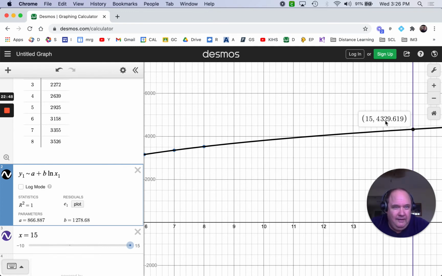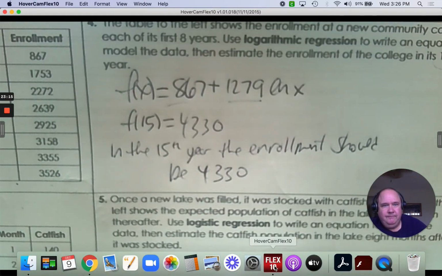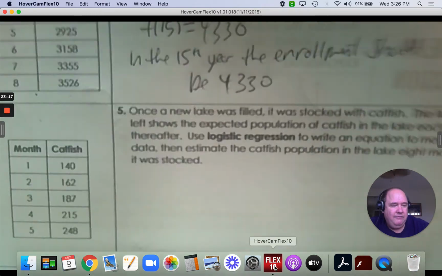So 15, how many students? Round it, so it's 4,330. So the question is, estimate the enrollment in the 15th year. The enrollment should be 4,330. And this is what it looks like. All right, number 5.